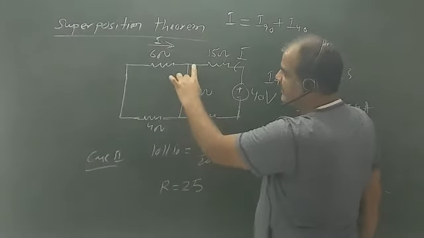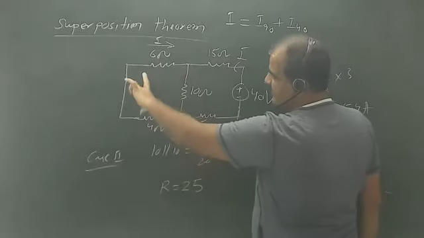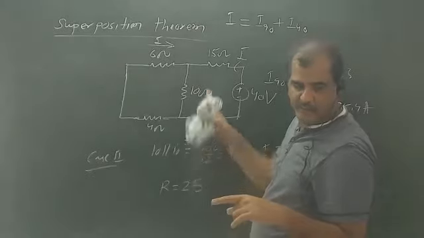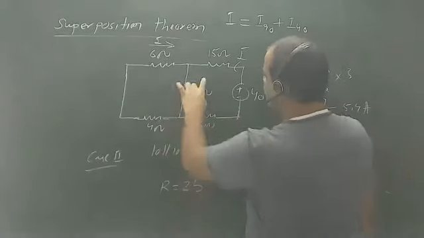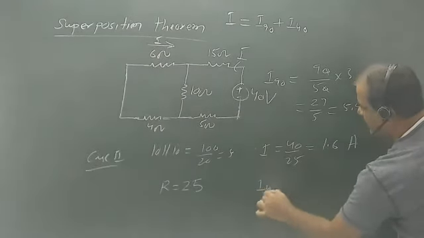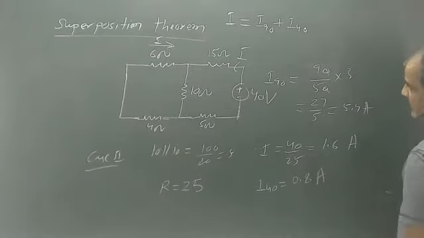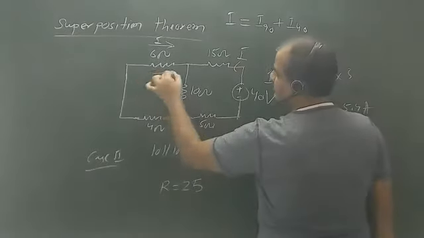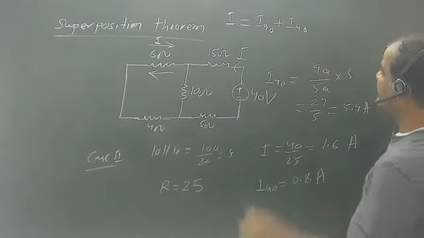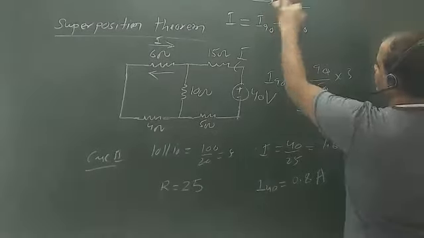Now you have to apply current division here. So this is my 10 ohm, this is also 10 ohm. Both are equal in parallel, so half of the current will divide. You can apply current division also. So this is 10 ohm, 10 ohm, so I40 will be 0.8 ampere. But the direction is opposite to this one. So I90 is your left and your I40 is your right.